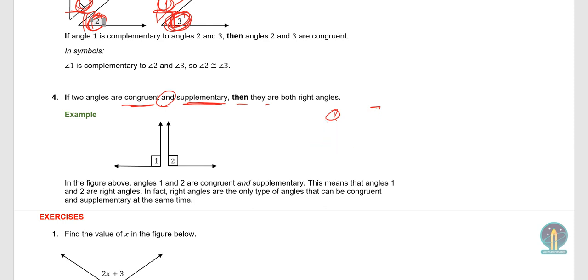What is the only way to have two angles be supplementary and congruent at the same time? Well, they have to add up to 180 degrees and they have to be equal. So what two numbers add up to 180 degrees and are equal? Well, 90 and 90. Well, it's one number, right? So 90 degrees and 90 degrees. So if the angles are right angles, then they're congruent and supplementary. Very straightforward.